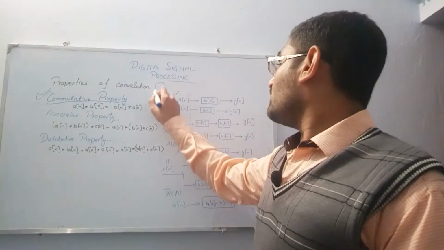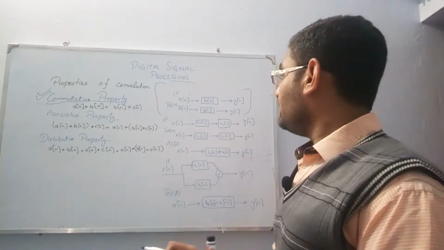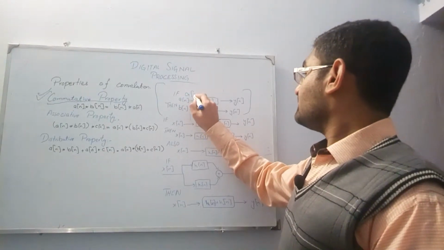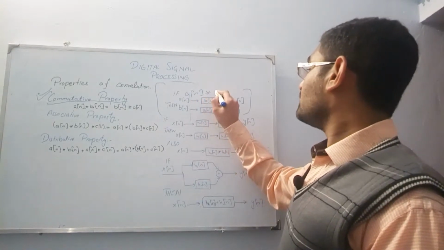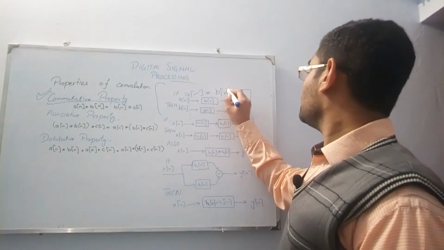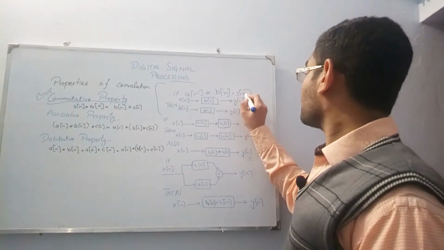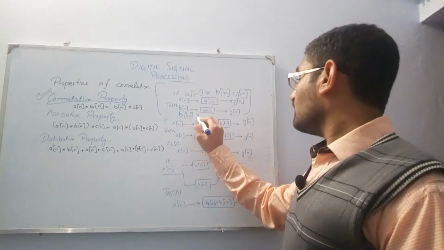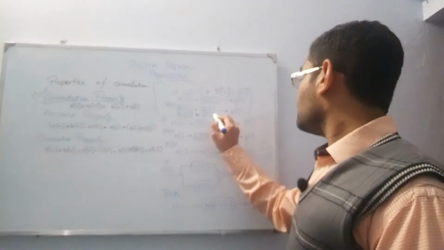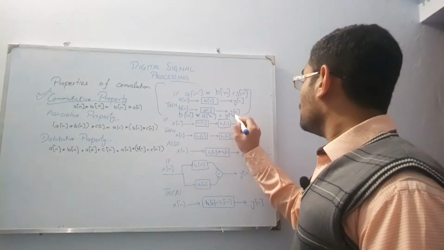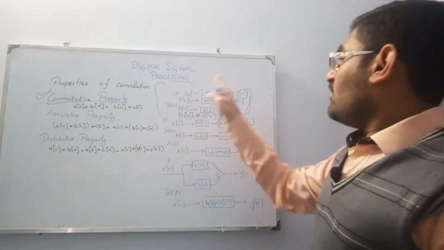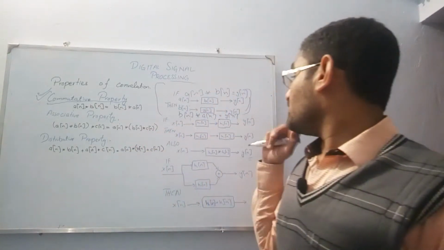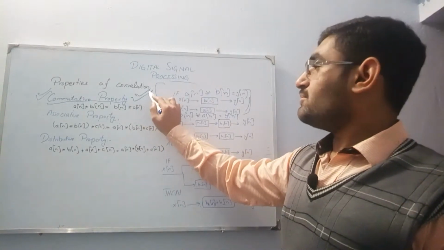So here is the block diagram of the commutative property. As you can see, a of n convolution b of n is equal to y of n, and b of n convolution a of n is equal to y of n. So the output is the same. A of n convolution b of n is equal to b of n convolution a of n. So this is the commutative property.